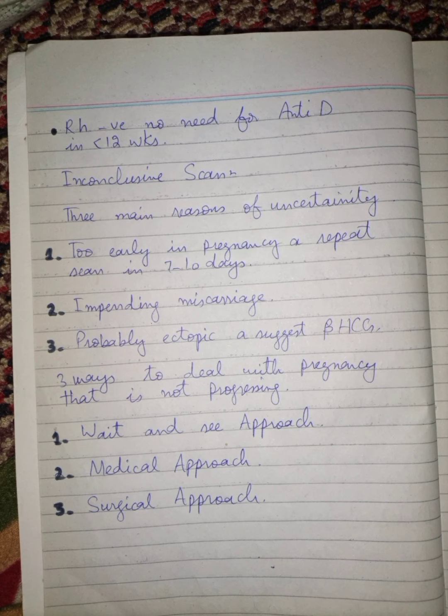3 ways to deal with pregnancy that is not progressing. These 3 ways are: number 1, wait and see approach. Second one is medical approach. And the third one is you can do the surgical approach.